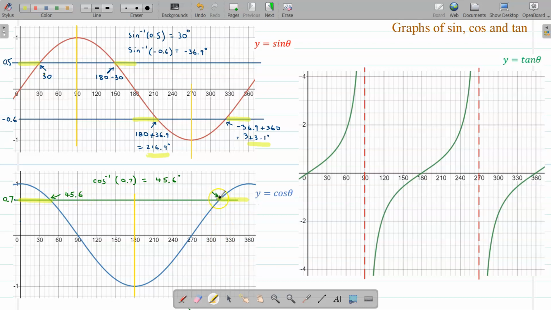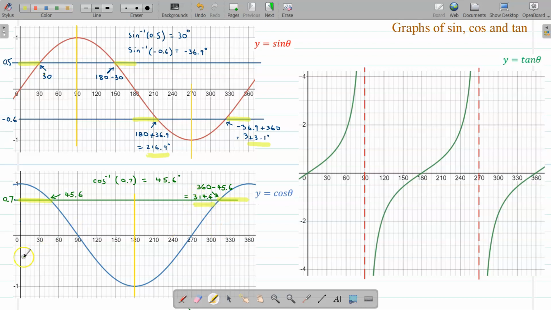So in other words, if I took 45.6 away from 360, that will give me the other angle that I want. I'll write it here: 360 minus 45.6. And that comes to 314.4 degrees, 314.4 to 1 decimal place. And that's the angle there.